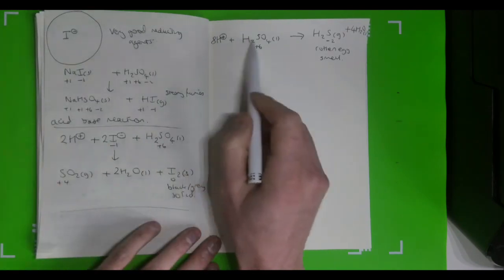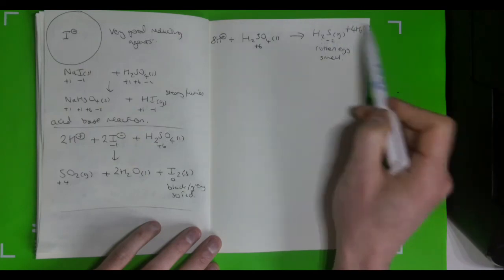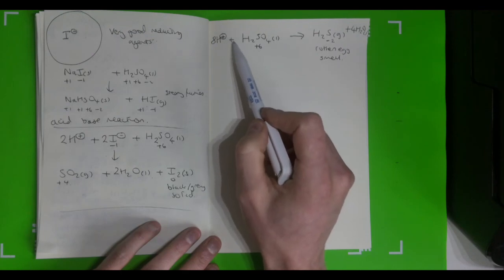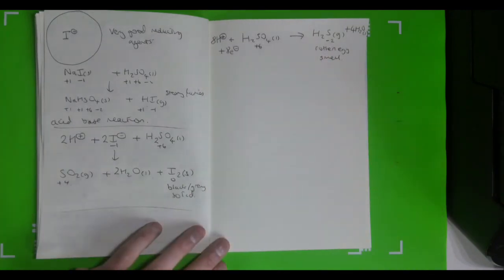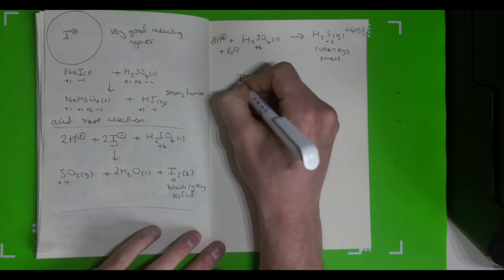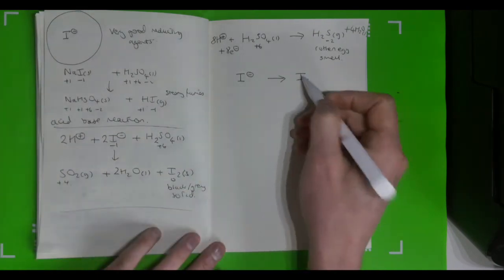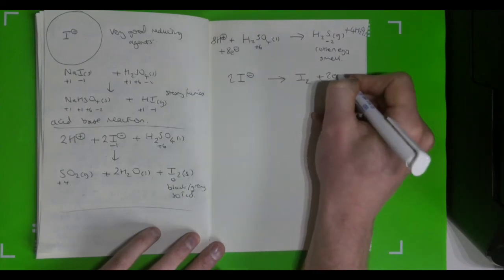So I've got the right number of hydrogens on each side, the right number of oxygens, and the right number of sulfurs. I need to balance the charges now. I've got no charge on this side, so I need no charge on this side, but I've already got an 8 plus charge here, so I need to balance that with electrons. So I need to stick some electrons there. So I need 8 electrons to balance the charge. So here's my half equation for this bit. And let's have a look at what happens to the iodide ions. Okay, we know iodine is produced, don't we? We get that solid iodine. So I need 2 there and then 2 electrons here.